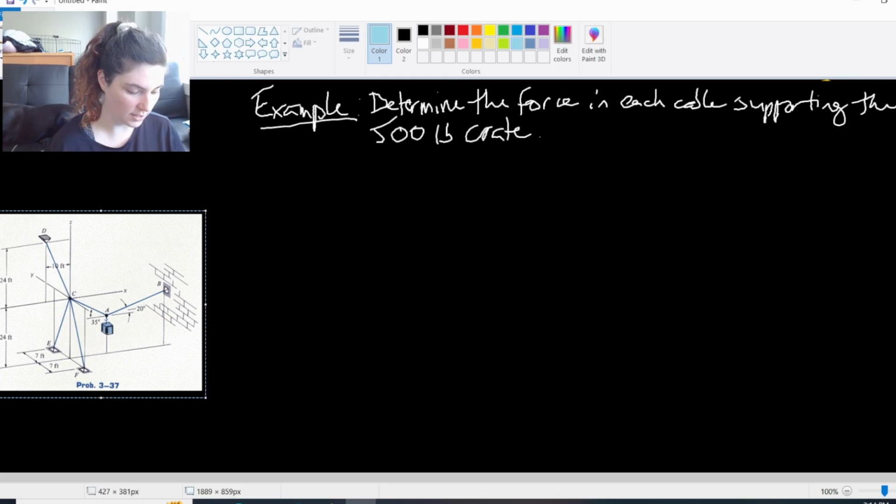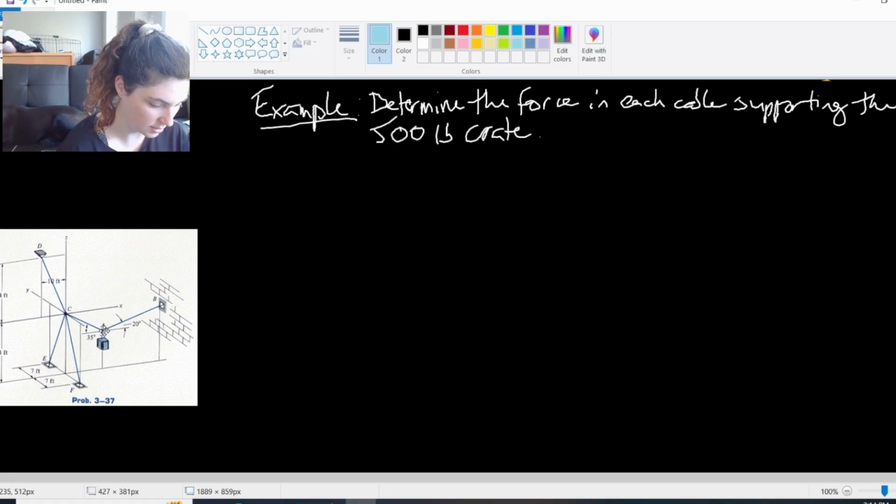Which means we're going to be finding the force in cable AB, cable AC, cable D, cable E, and cable F.